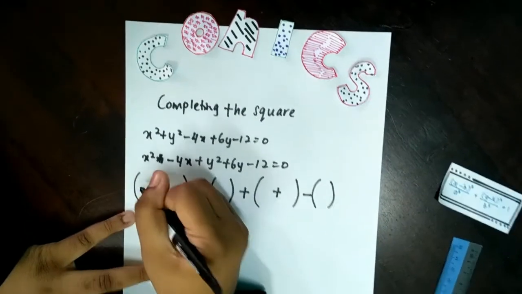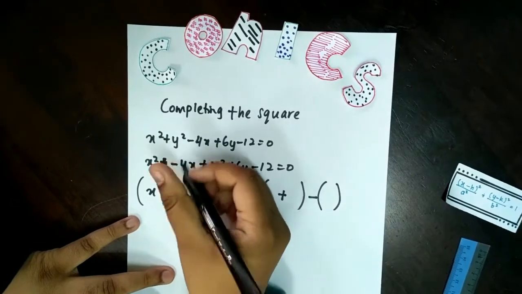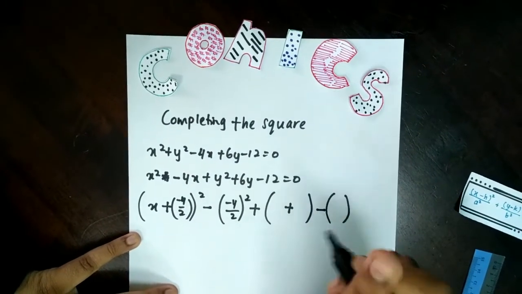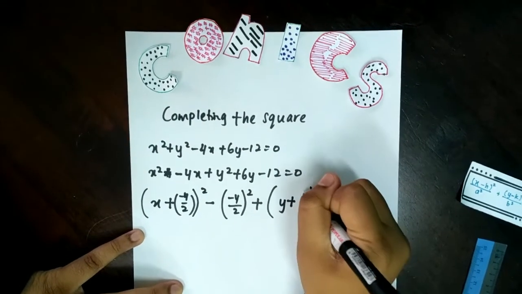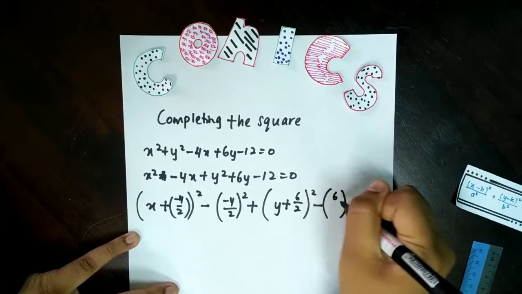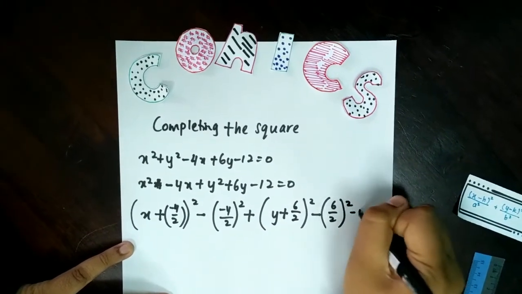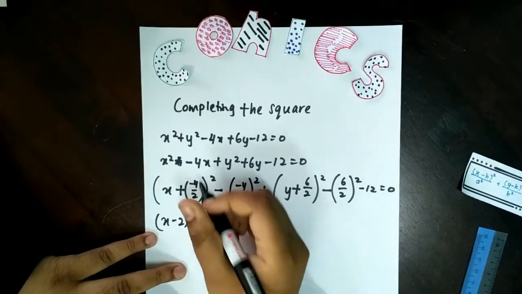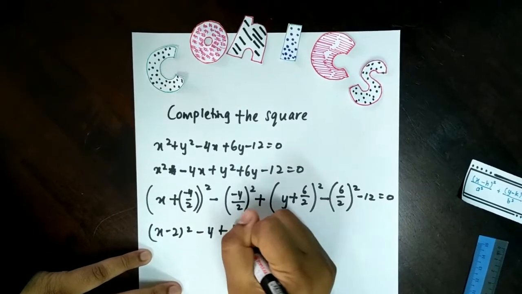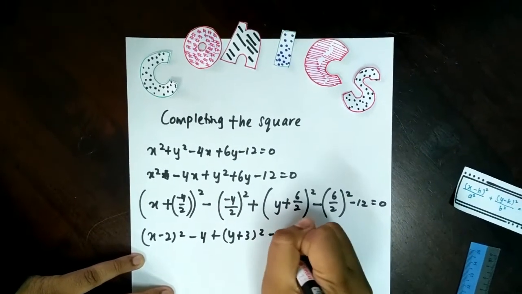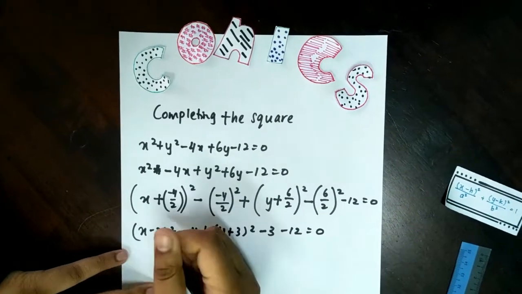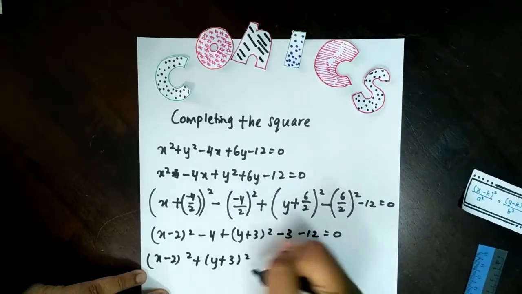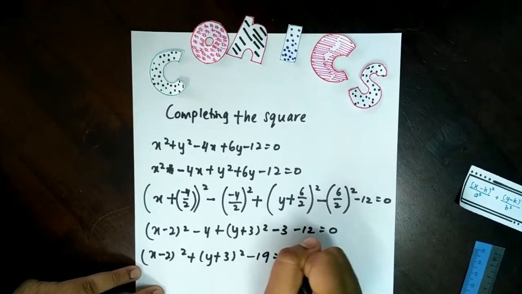For two unknowns, we have two big brackets. x, negative 4 over 2 squared, and here would be negative 4 over 2 squared. Then y, 6 over 2 squared, and 6 over 2 squared, copy back minus 12, equals 0. (x minus 2) squared, minus 4, plus (y plus 3) squared, minus 9, minus 12, equals 0. (x minus 2) squared plus (y plus 3) squared minus 25 equals 0.